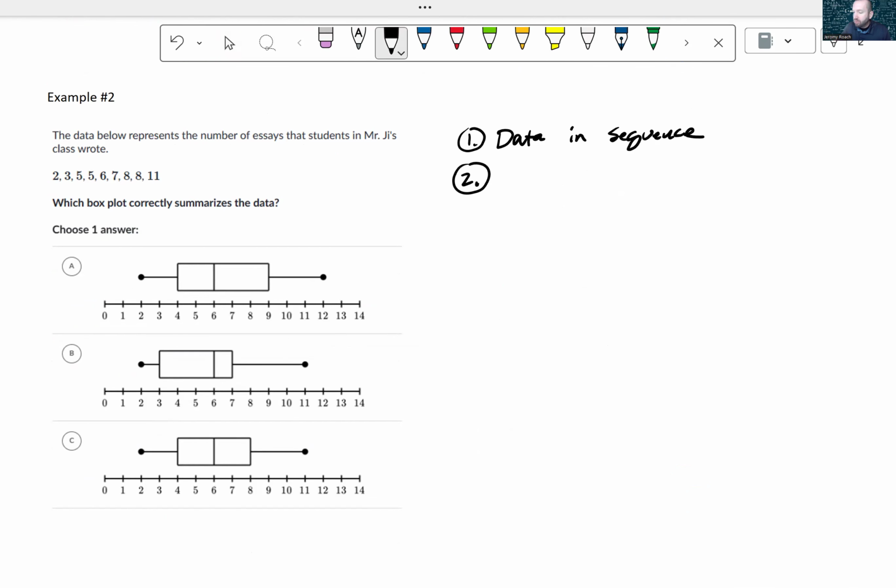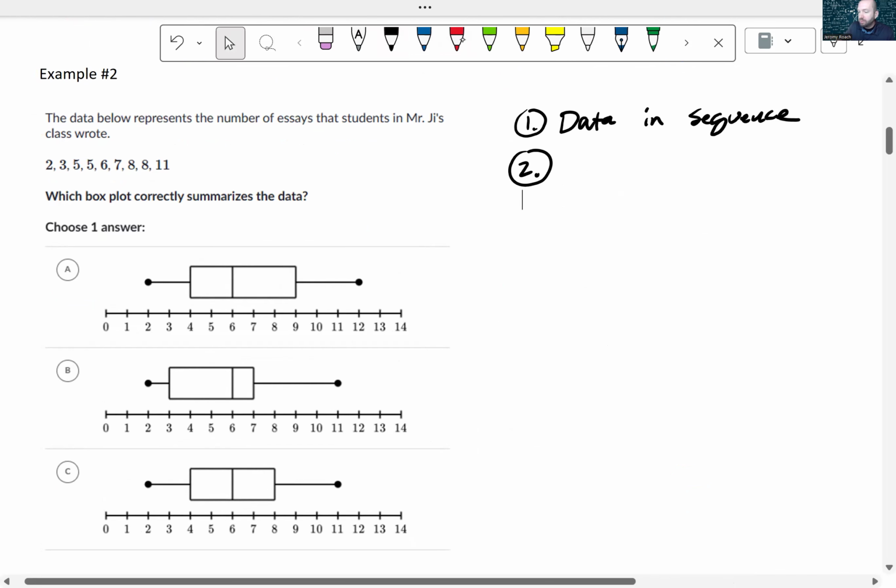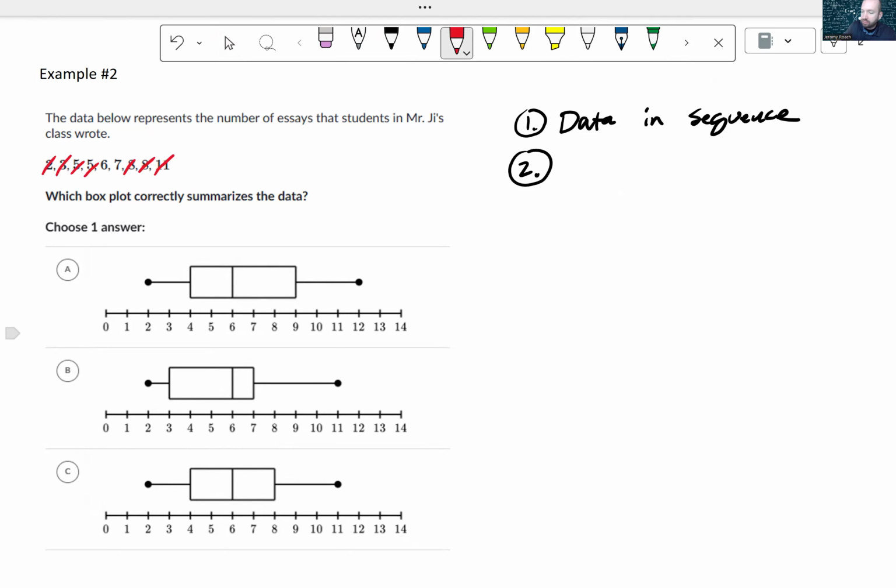Now we're going to check the midpoint of our data here. So you zoom in just a little bit. We're going to use our same method, crossing out left, right, left, right, left, right, left, right on each side of our data, starting with the outermost numbers and working our way inwards. And it looks like our median is 6.